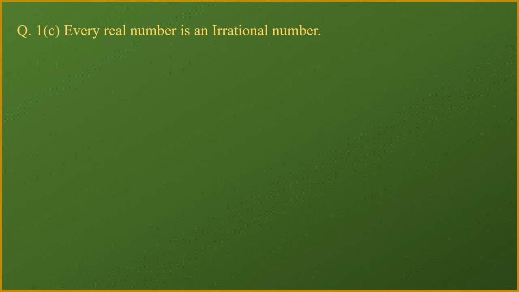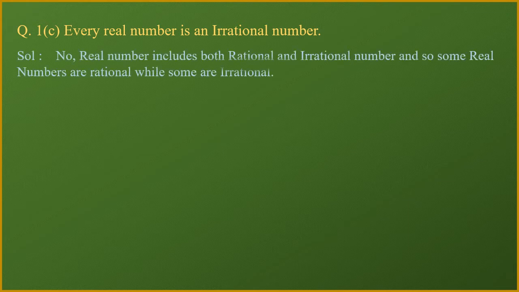Every real number is an irrational number. This statement is definitely false, because real numbers contain irrational numbers, and irrational numbers are a part of real numbers. So every real number cannot be an irrational number, because a real number can have different parts. Basically, a real number can have two parts: one is rational number and the second one is irrational number. So we can say that this statement will be false, because irrational numbers are a part of real numbers.